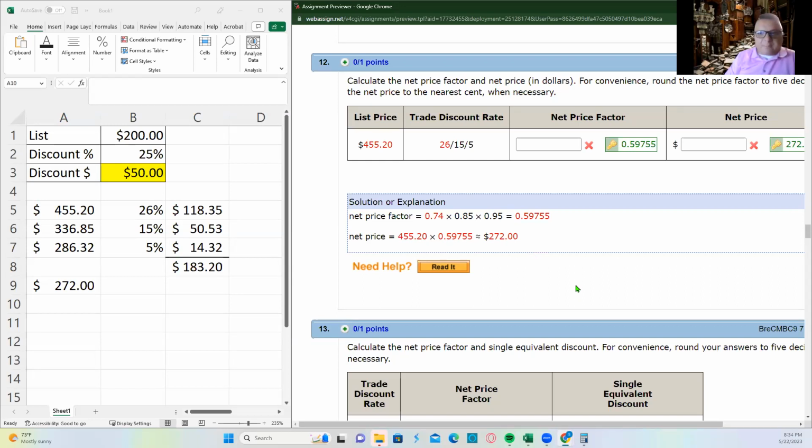How do we feel about that? All right. So we did all this work just to get here. Here's our shortcut. Our net price factor, which is what you multiply our list price times to get your price. Thank you, Andrew. Okay. Much easier than going through all the steps here. Much, much easier.